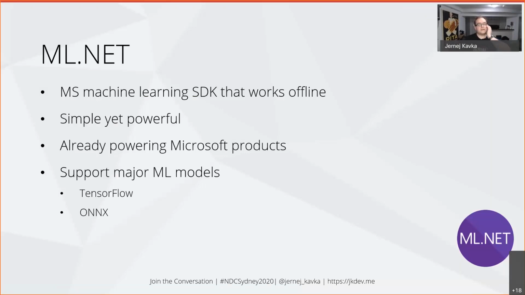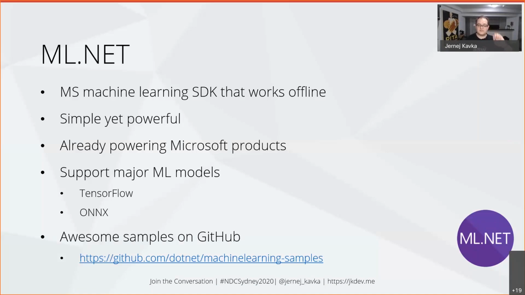Now, if you already have a data scientist in your team or someone who already does machine learning, they might already have some models. So rather than using ML.NET to train new models, you can actually consume TensorFlow and ONNX. So you can actually leverage other machine learning models as well. And one of the most awesome things that actually put me on this journey is the awesome samples on GitHub.